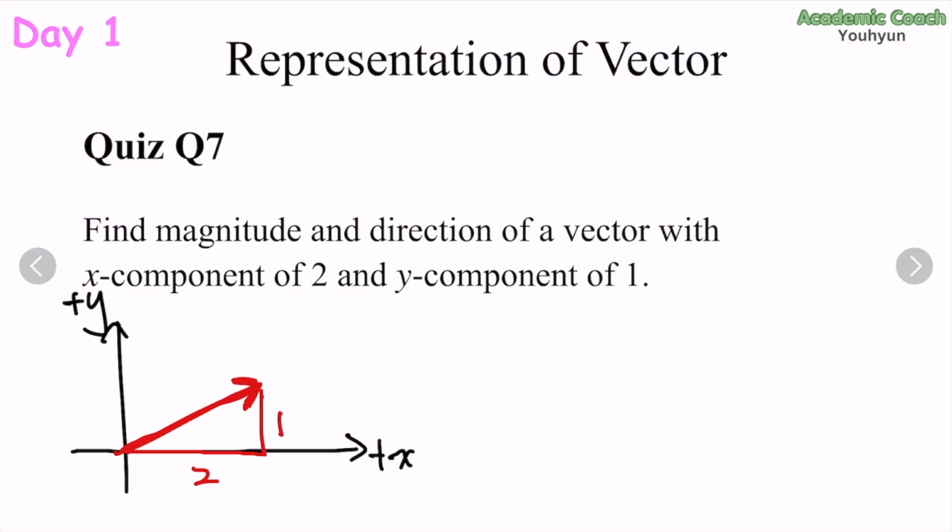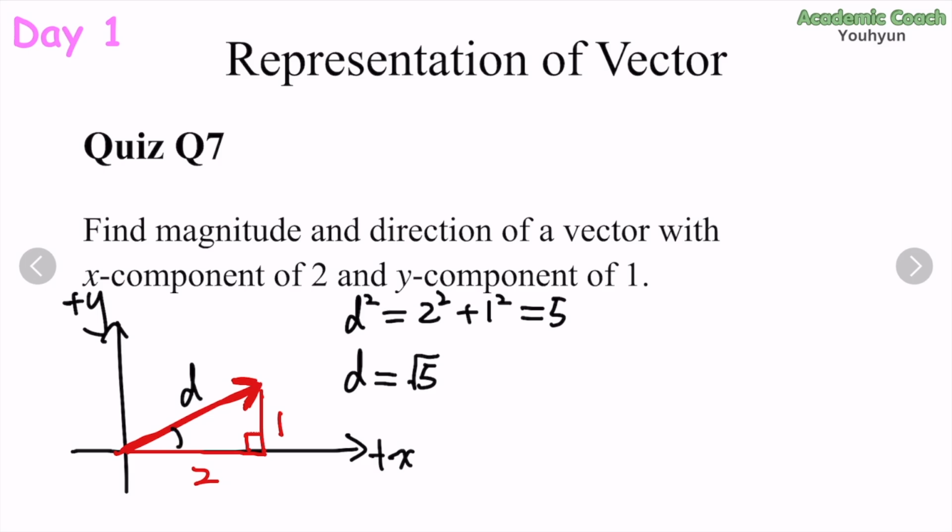We can use Pythagorean theorem to find the length of this vector or the magnitude of this vector. So remember that for x component and y component, they're perpendicular to each other. So this is a right triangle. So we can write an equation of magnitude d squared is equal to 2 squared plus 1 squared, which is equal to 5. d is equal to square root of 5. Okay, that is the magnitude.